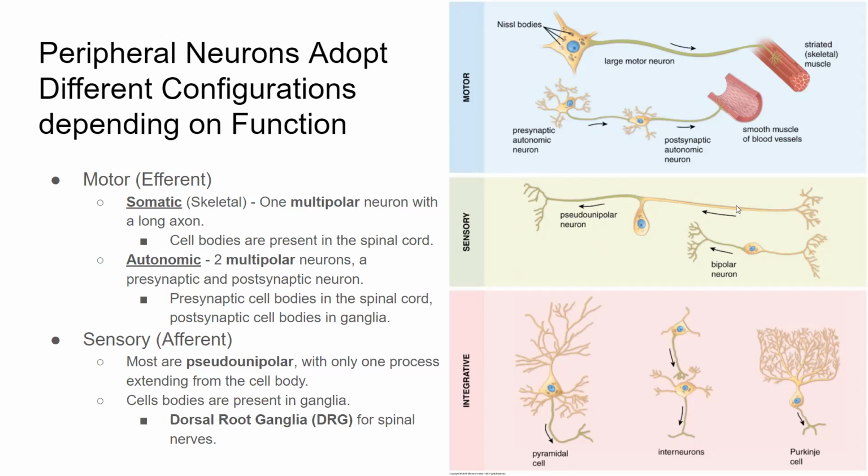For spinal nerves, the sensory neurons' cell bodies are present in what are called dorsal root ganglia, and those are just right outside the spinal cord. I'll show you a picture of that. There are also some really fun special arrangements, but don't worry about those. You'll maybe learn about them in neuro.